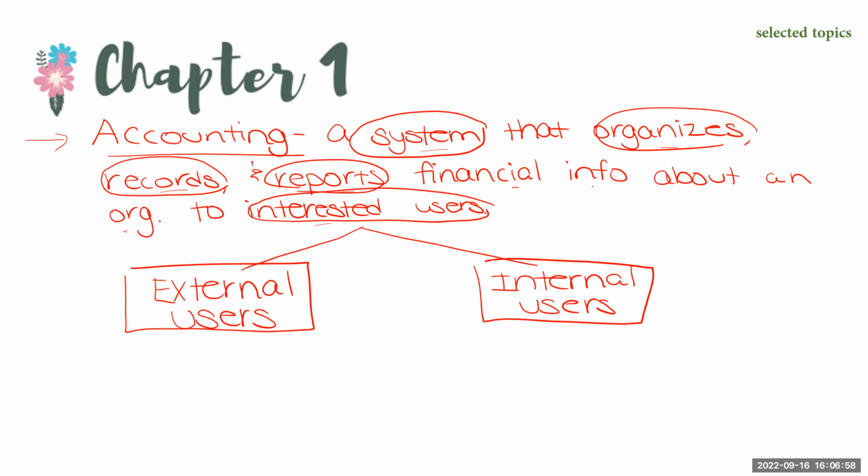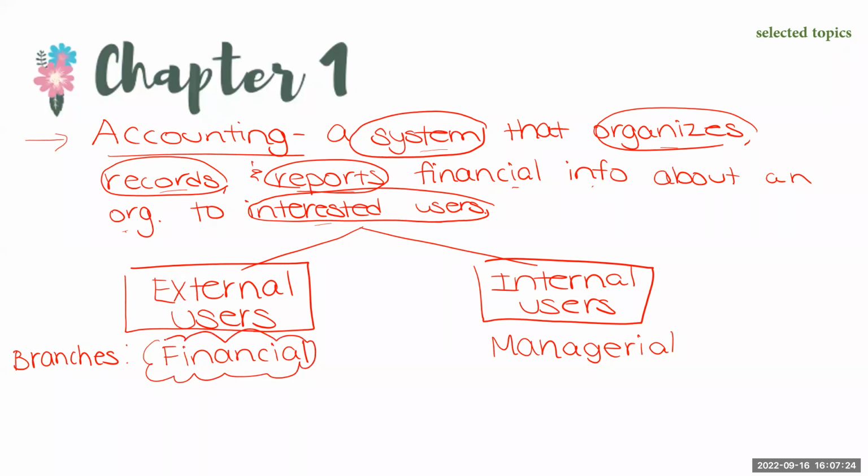The reason we have to separate the two users into these groups is there are different branches of accounting that deal with each type of user. So the branch of accounting that deals with external user needs is called financial accounting. The accounting that deals with internal user needs is called managerial accounting. Okay, we're of course in a financial accounting class, so that's going to be the type of users that we concentrate on this semester.